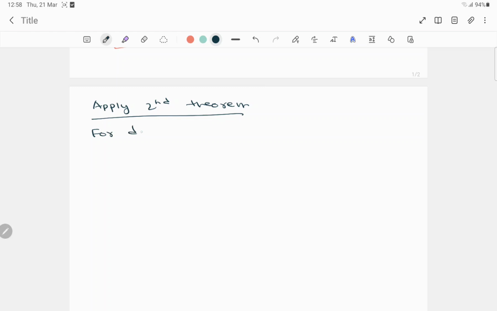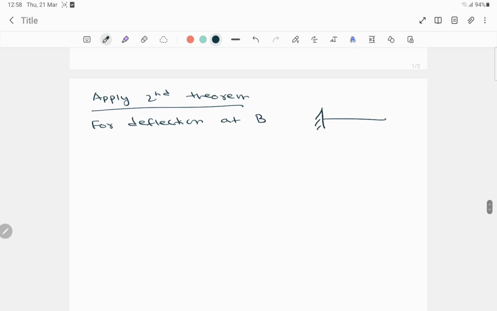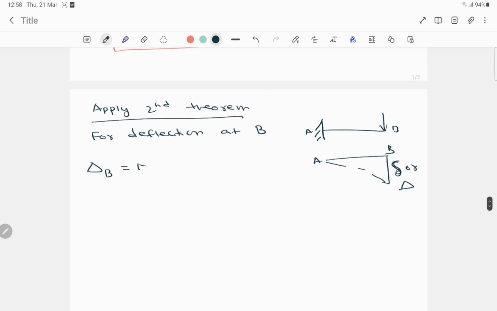For deflection at B, suppose this was our cantilever beam A and B, and here the load is acting. So our deflection diagram will be like this, right? Our beam will deflect like this. So this is the deflection, and this deflection can be denoted by this delta.